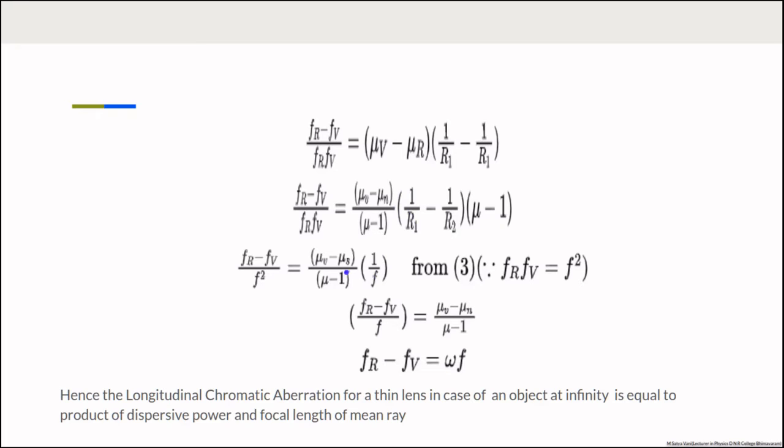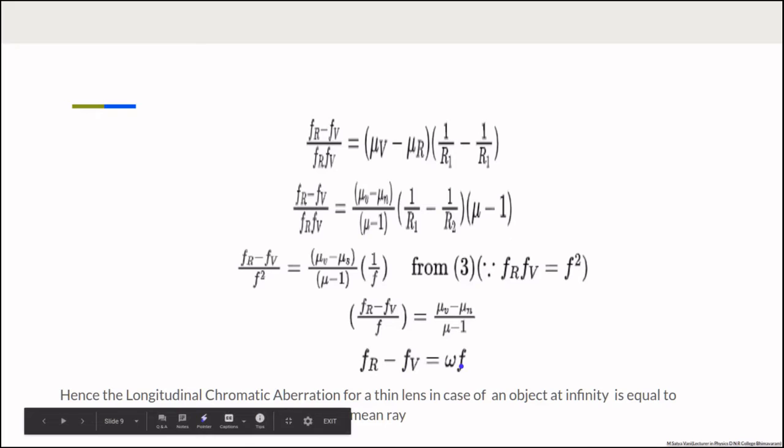In VIBGYOR, if we observe the focal lengths for different colors, they are in GP, geometric progression. That means if A, B, C are in GP, B square is equal to AC. Similarly, FR, FV and the mean color F are in GP, therefore F square is equal to FR FV. If you substitute the value of F square in place of FR FV, we get this equation. Then by simplifying this equation, we get FR minus FV is equal to omega F.